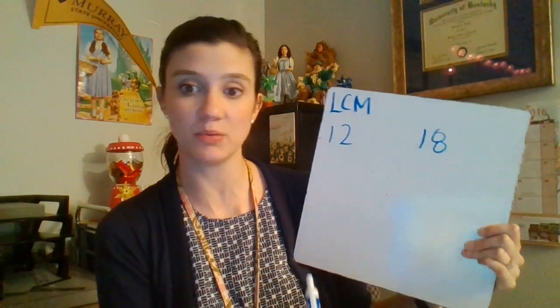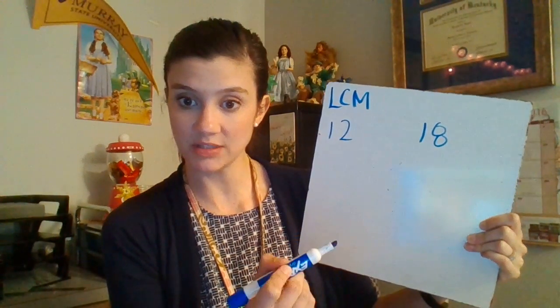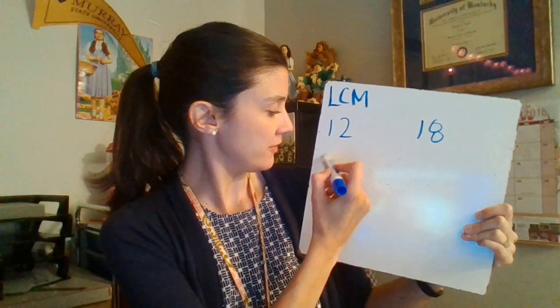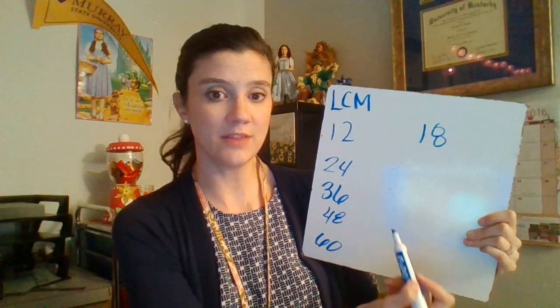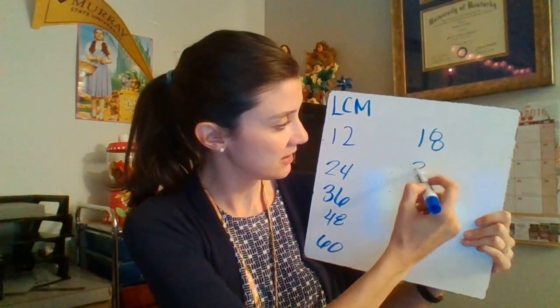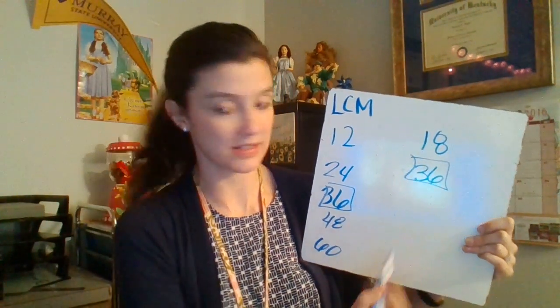So list your multiples of 12. Don't say 2 and 6, 3 and 4, those are factors. Multiples of 12 mean counting by 12. So 12, 24, 36, 48, 60. Make a list of 18. 18, 36. Already we have a match. The least common multiple is 36.